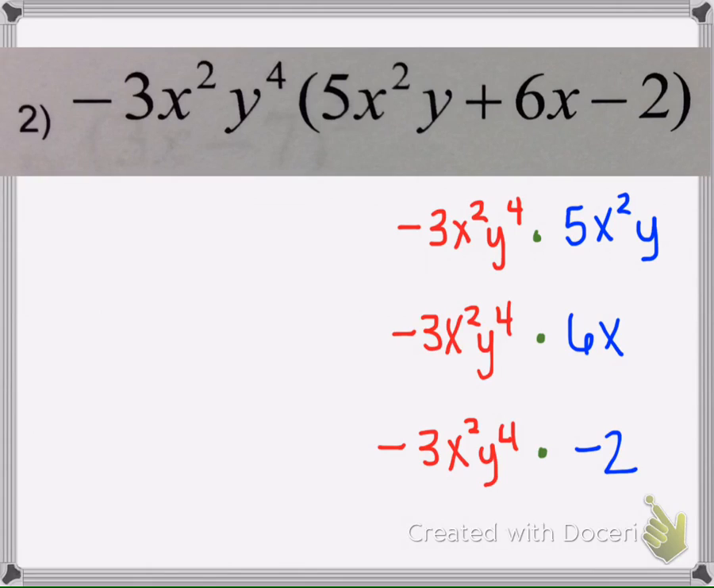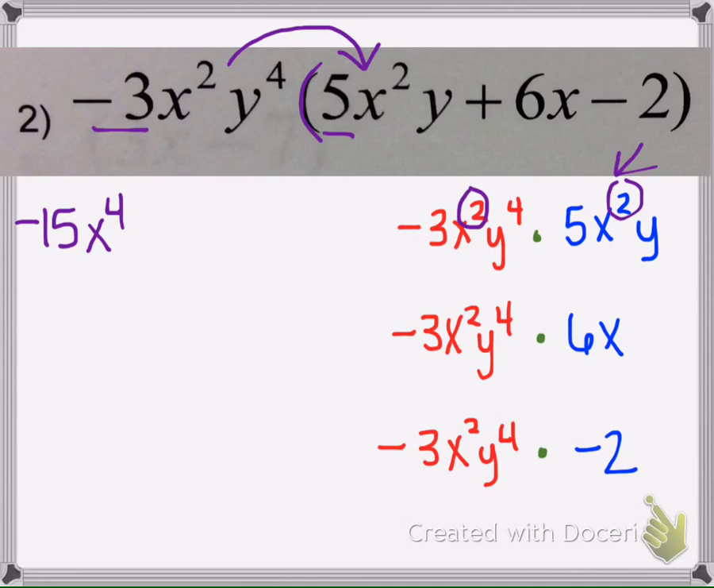So if we look at example 2 here, we're going to take negative 3x squared y to the 4th and multiply it by the first term. Again, I'm going to write it out for those who are visual, but you don't need to write what I'm writing here. So we would essentially have negative 3 times 5, which is negative 15, and then we would add the exponents. So 2 plus 2 is 4, and then 4 plus this one is 5.